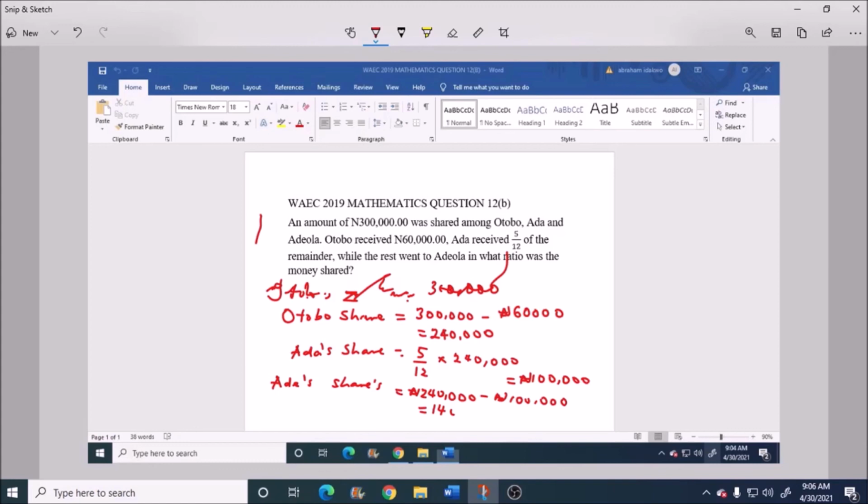Now the ratio in which the money is shared is 60,000 ratio 100,000 ratio 140,000. So that is in the ratio 3:5:7. So this is the ratio in which the money was shared.